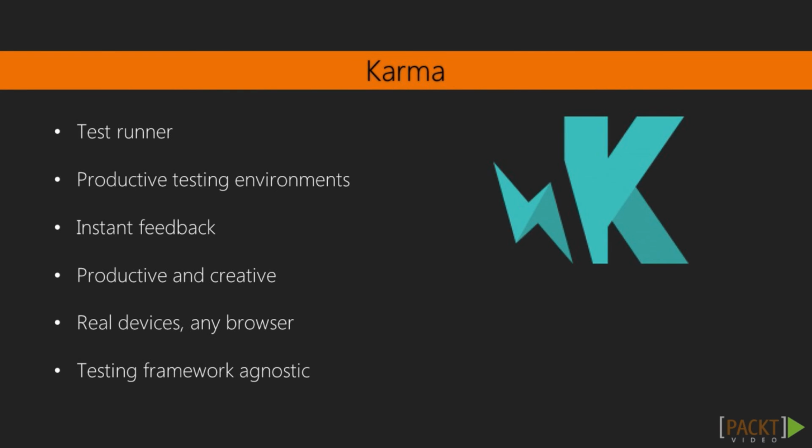Karma is a test runner for JavaScript. The main goal of it is to bring productive testing environments to developers. The environment being something that doesn't need a lot of configuration. It is a place where you write code and get instant feedback. Getting quick feedback allows you to be productive and creative. Karma is used for testing the front-end code on real devices in any browser. It is testing framework agnostic and integrates with many continuous integration services.